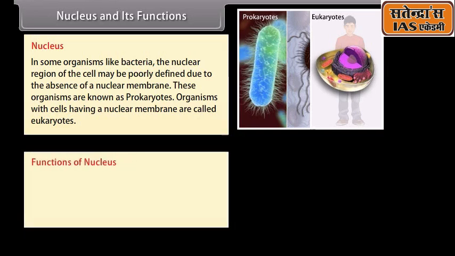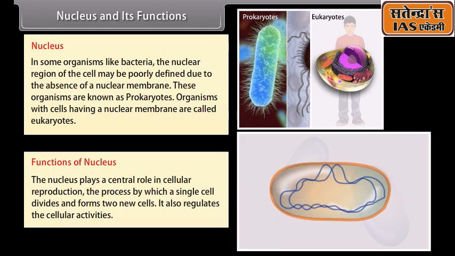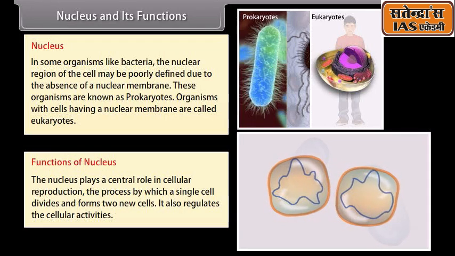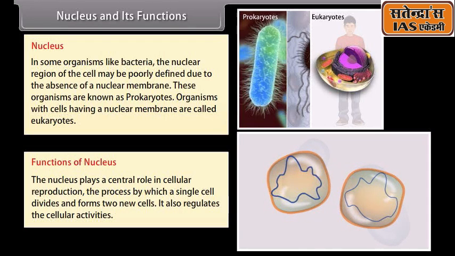Functions of nucleus. The nucleus plays a central role in cellular reproduction, the process by which a single cell divides and forms two new cells. It also regulates the cellular activities.